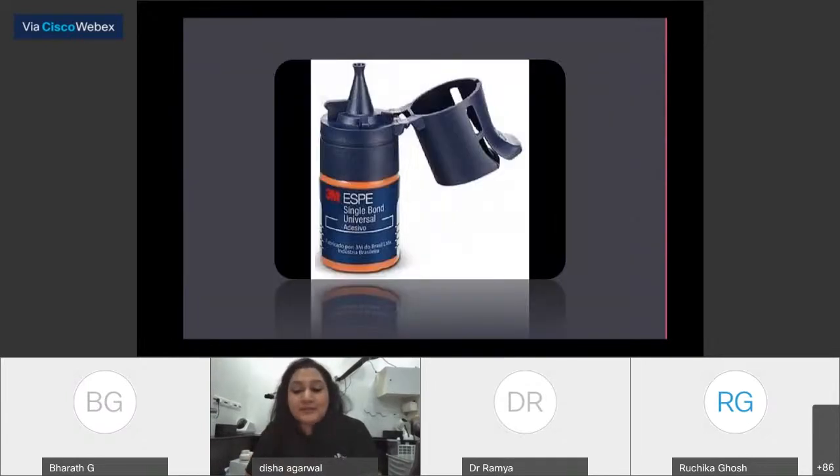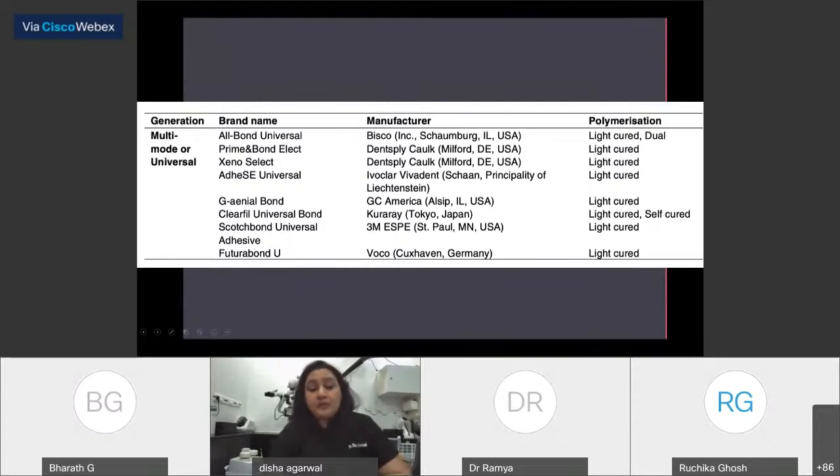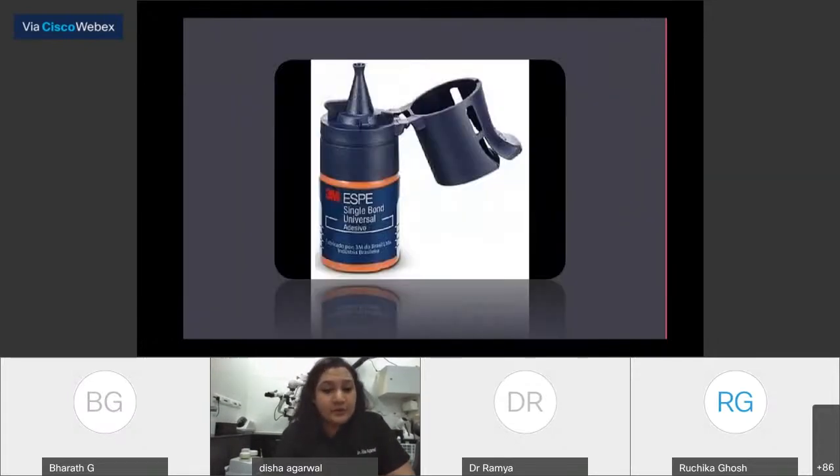Coming to the 7th generation, we all are using this. Almost everybody has this in the clinic. This is good for enamel, but when we talk about dentine, you see there's a lot of debonding. If you see the SEM image, there is a lot of debonding in this. So good to use them for enamel, but it doesn't work for dentine. For dentine, you have only 2 bond systems, your Clearfil SE Bond and your OptiBond FL. Since OptiBond FL is not easily available in India, my go-to is your SE Bond.